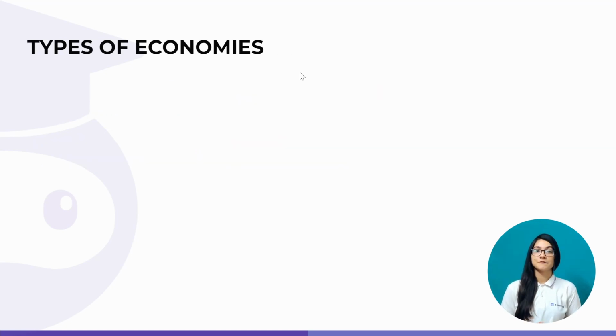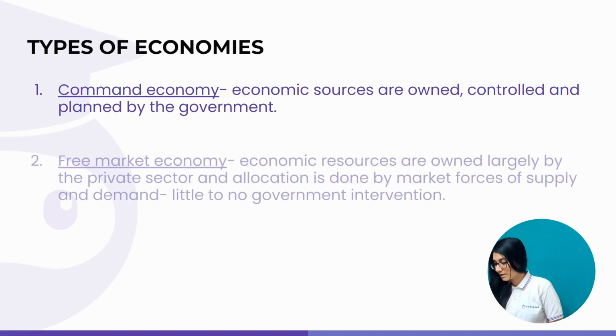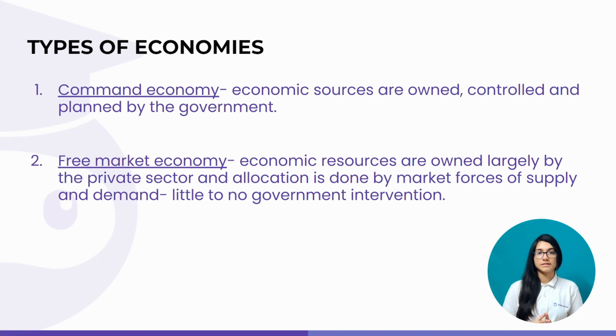Moving on to the types of economies. There are three main types of economies that exist. The first one is a command economy. In such an economy, economic resources, aka the factors of production, are owned, controlled, and planned by the government and the government only. It means that the government decides what goods and services to produce, how much to produce, and when to produce.